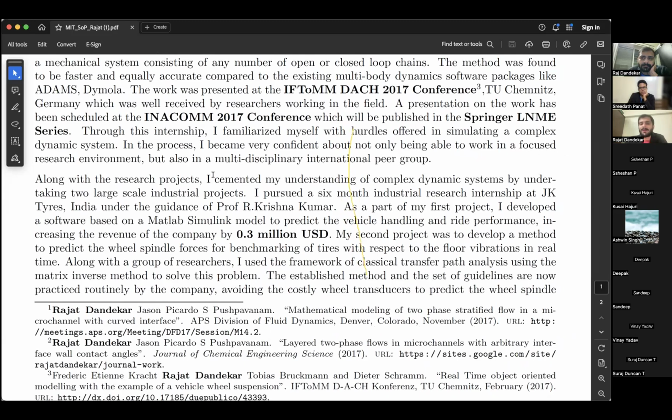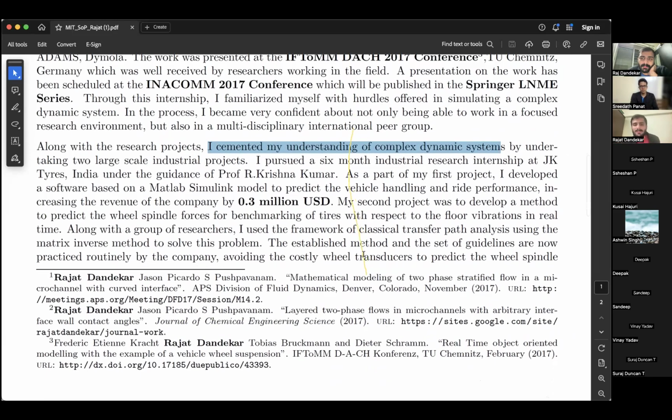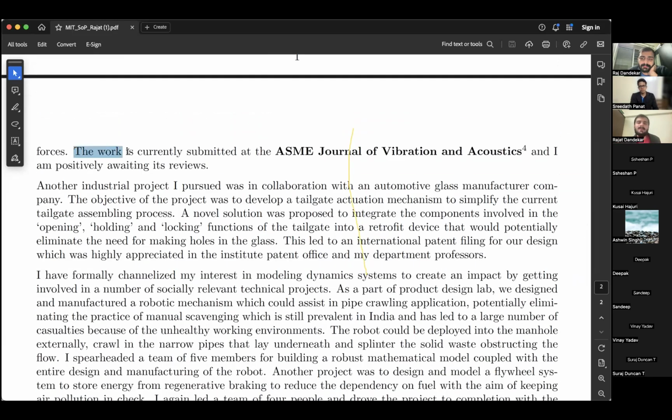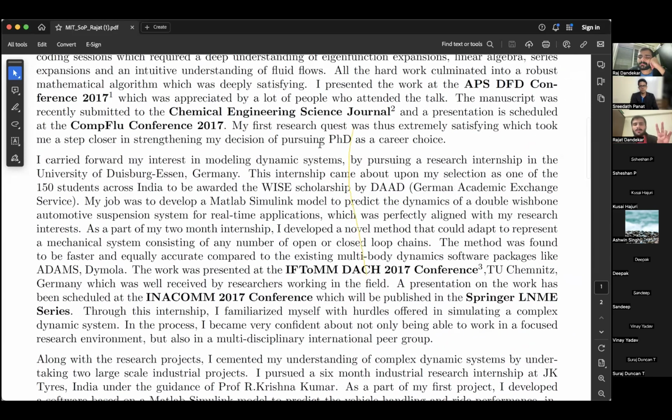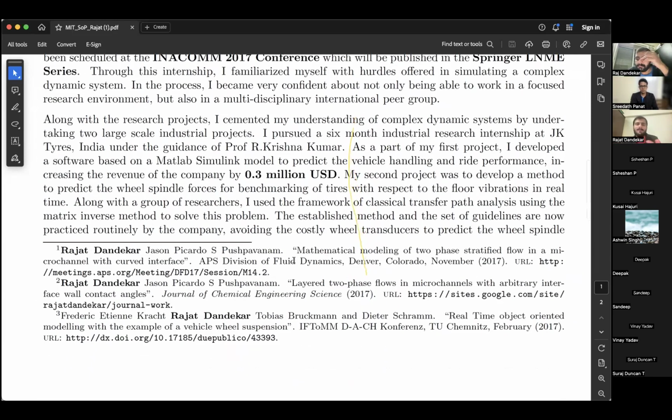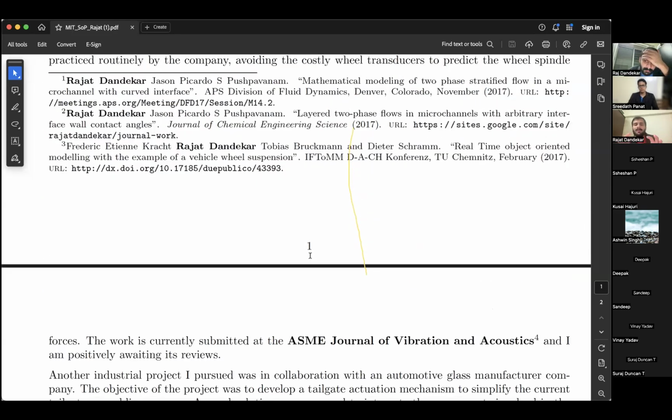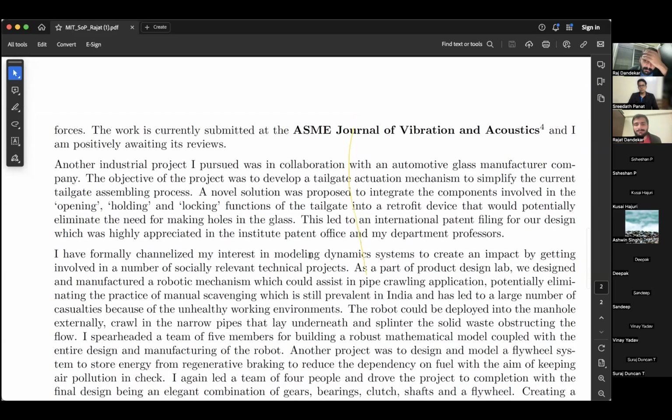Then I reiterate the point that I cemented my understanding of this area by undertaking large-scale industrial projects. And this is again not related to fluids at all, but this is impactful because I submitted this work at a very prestigious journal. And then my advisor also endorsed me for this in his letter of recommendation. So I would say there was this hook in my application, and the later paragraphs are not completely related to my passion, but they align with my thread really well, and they have some impactful points interspersed within that.